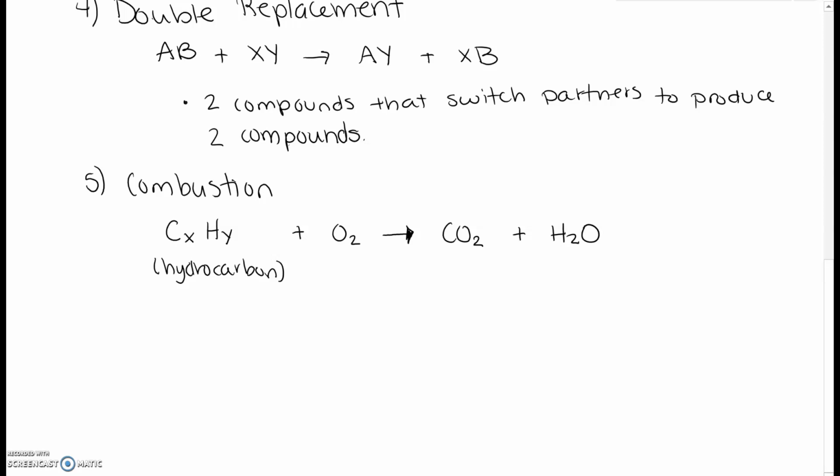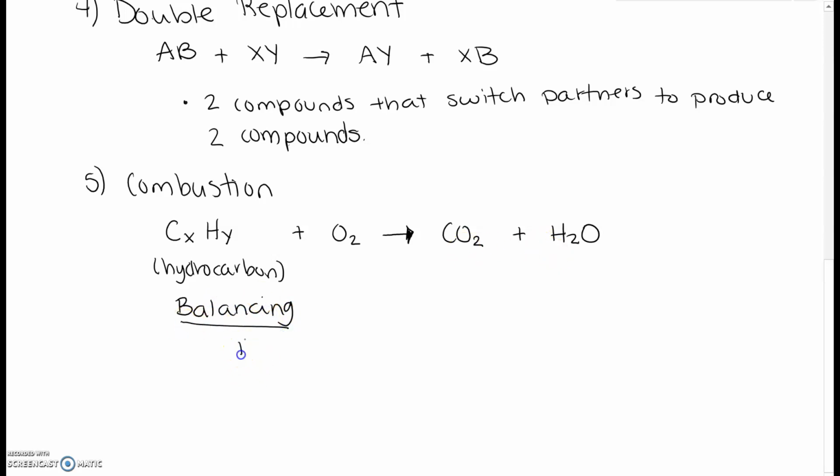Okay, it starts off very much looking like a single replacement reaction, but you just have to pay attention to what's reacting and pay attention to the hydrocarbon, oxygen, carbon dioxide, water situation. Balancing can be a little tricky for these because you have the oxygen in the two compounds on the product side.